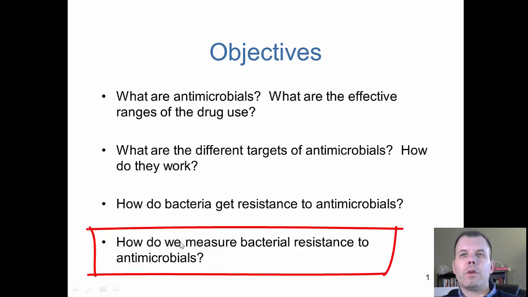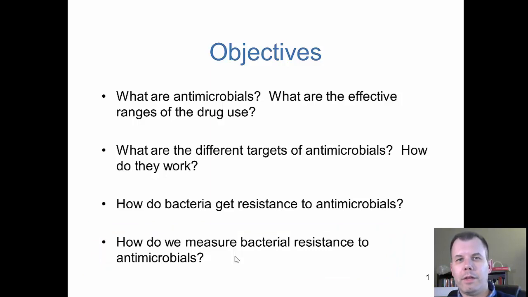And then finally, we'll look at how we measure bacterial resistance to antimicrobials. We'll be doing this in the lab. It's called the Kirby-Bauer method. That's one way. There are also a few other methods that we can use in the lab that allow us to measure how effective an antibiotic is going to be towards someone, a patient. So you can take a patient sample and test them, or you can look over a wide range and see that. So we'll look at some of the testing that's involved too.